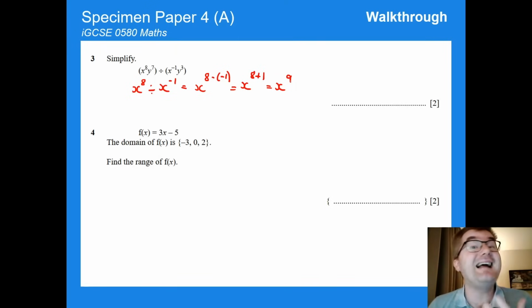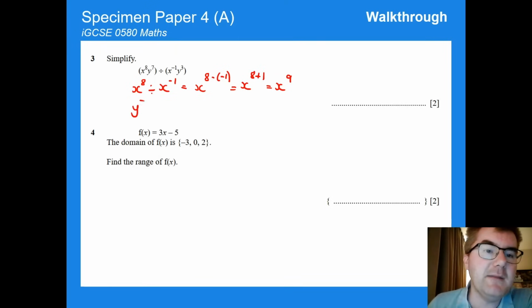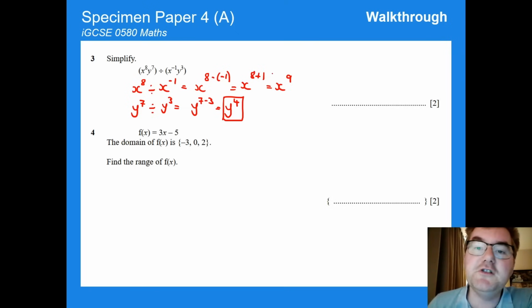And now we do exactly the same with the y. So y to the power of 7 divided by y to the power of 3. So we minus those indices. That then gives us y to the power of 4. And we just simply put those two answers next to each other. So we get x to the power of 9 and y to the power of 4.